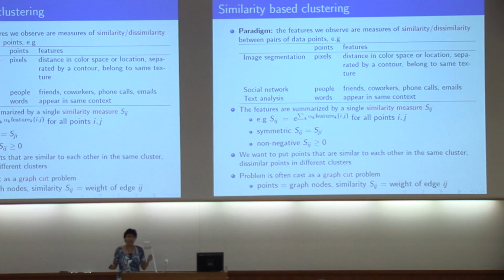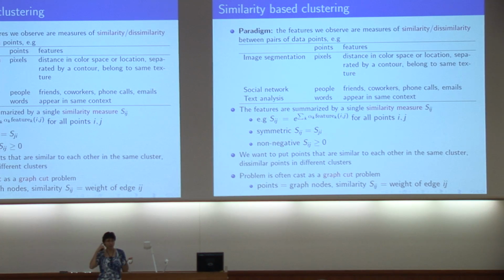Okay, and the idea is that I want to group the nodes in clusters so that more similar nodes are together in the same clusters, and different clusters contain nodes that are dissimilar from each other. Because much of the data comes from networks, or also because graphs are such a good vehicle for explaining concepts, very often this is cast as a graph problem, where the nodes or the points are the nodes of a graph, and the similarities are weights on the edges.